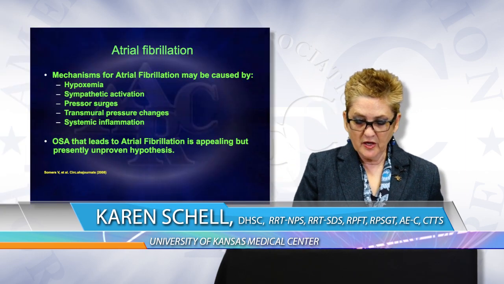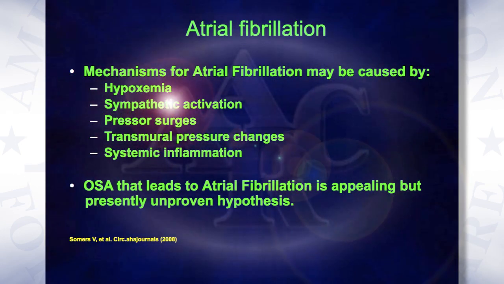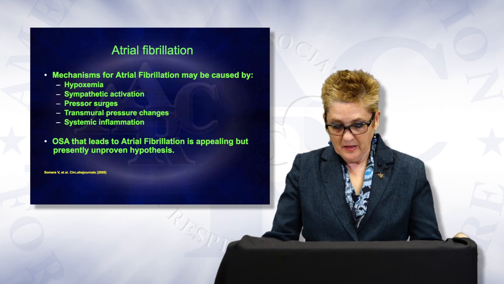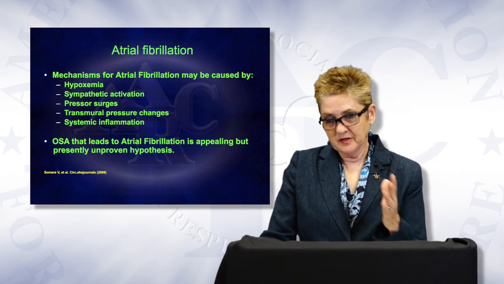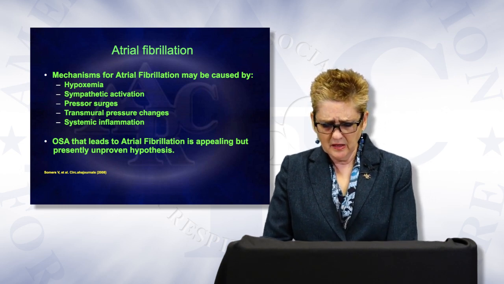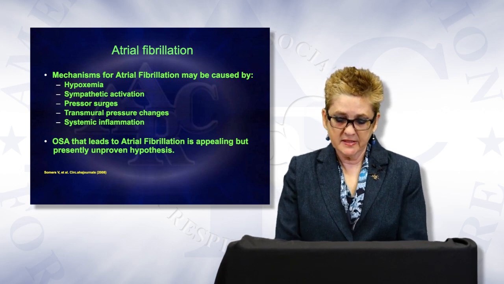We know the mechanisms for atrial fib include hypoxemia, and I talked about sympathetic activation, the pressure surges from high to low blood pressures throughout the apnea episodes and reoxygenation episodes, the transmural pressure changes, and the systemic inflammation. We know that OSA leads to atrial fib. It's really appealing because it makes sense, but again, there's not enough research to support that. So that's another thing that they're looking at. It's really an unproven hypothesis at this time, but it certainly would make sense to think so.